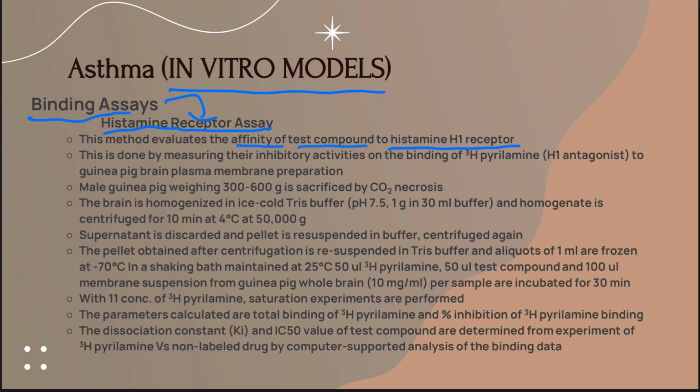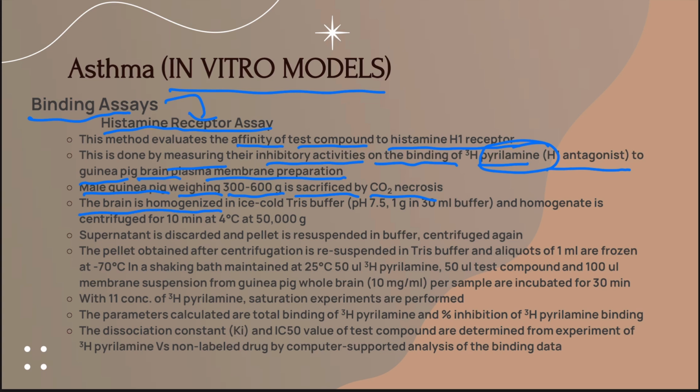This is done by measuring the inhibitory activities on the binding of pyrilamine, which is an H1 antagonist, to guinea pig brain plasma membrane preparation. So if pyrilamine is inhibited from binding to the H1 receptor, it means the test compound is binding to the H1 receptor. With that, we will be able to find whether the compound has an affinity for the histamine receptor or not. A male guinea pig weighing 300 to 600 gram is sacrificed with CO2 necrosis. Excess amount of CO2 is given to the male guinea pig, and they are sacrificed.